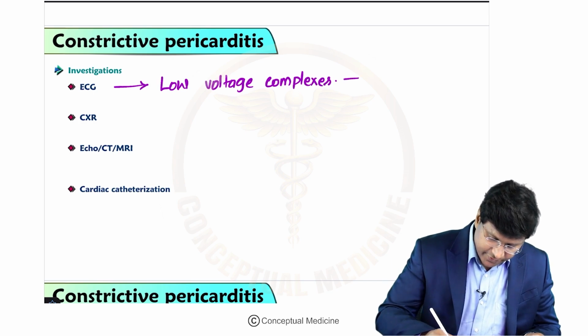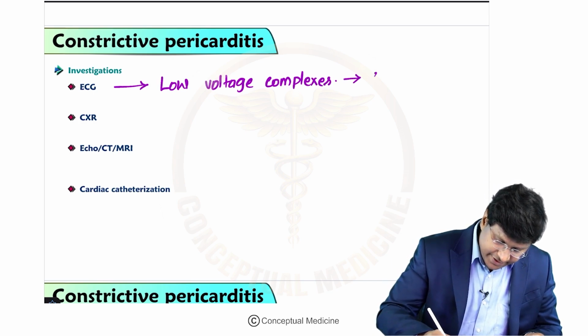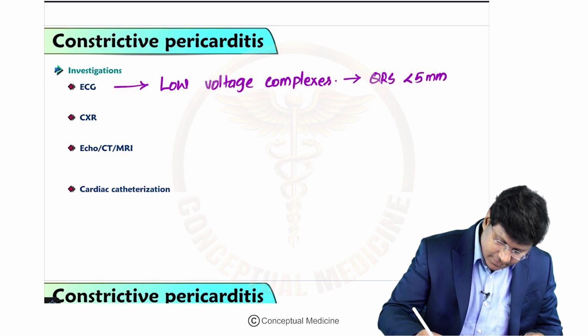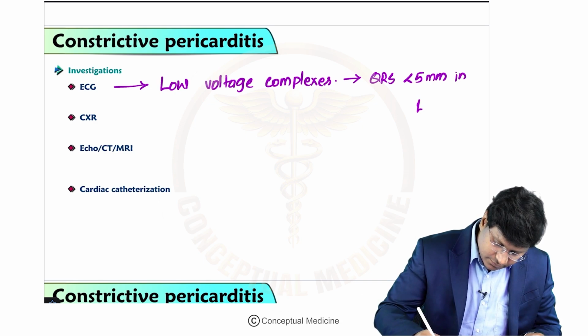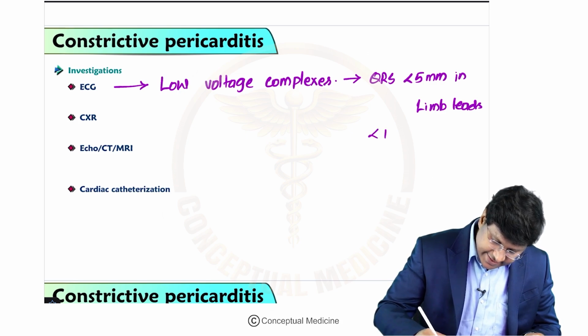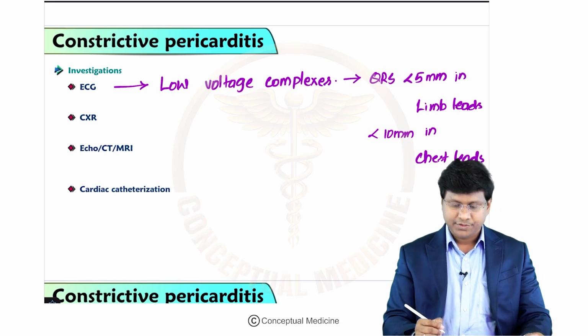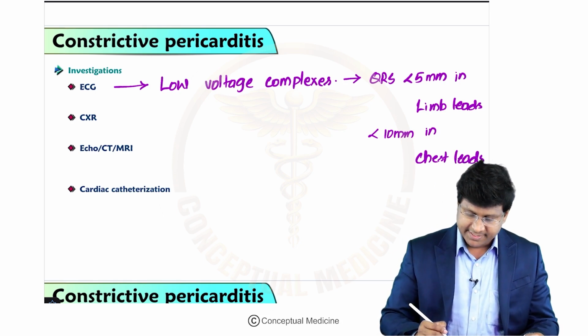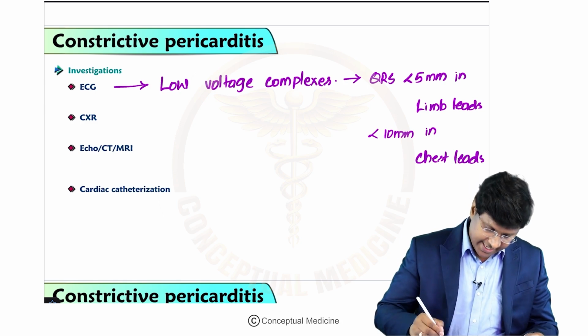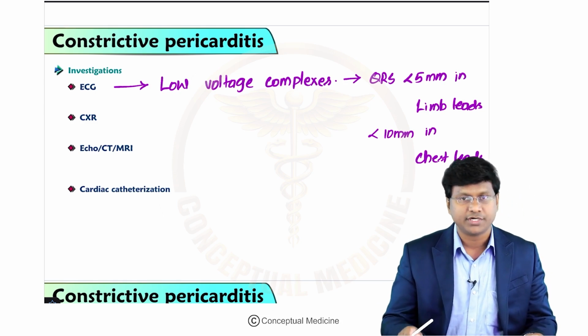What is the criteria for low voltage complexes? The amplitude of the QRS complex will be less than 5 mm in limb leads, and less than 10 mm in chest leads. And that is what is called low voltage complexes.